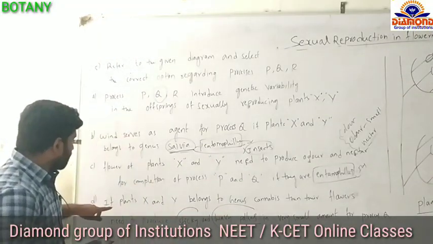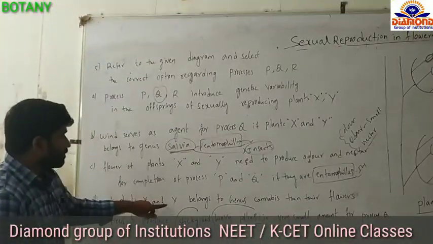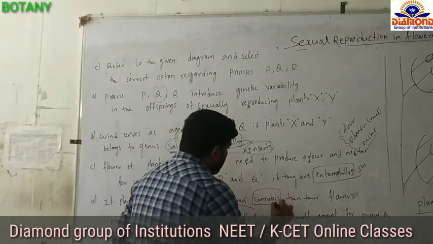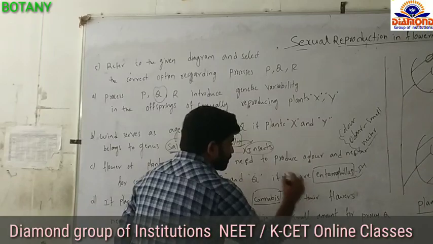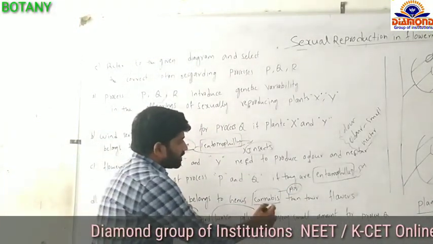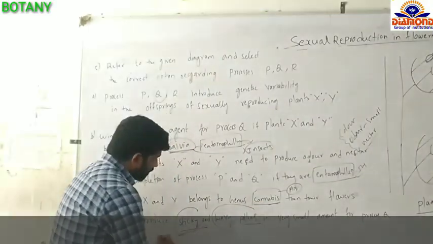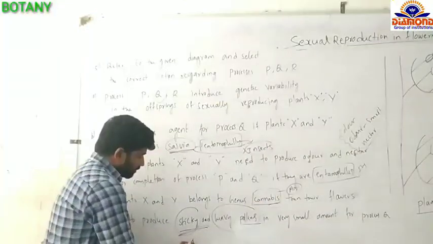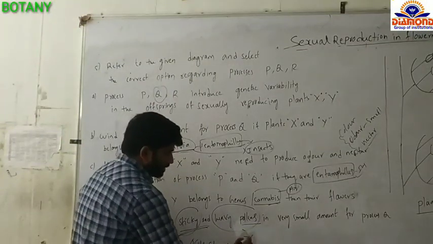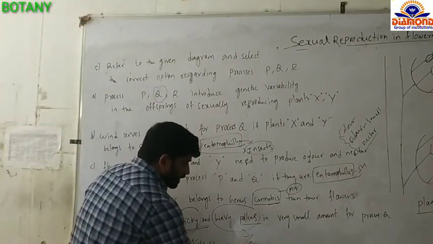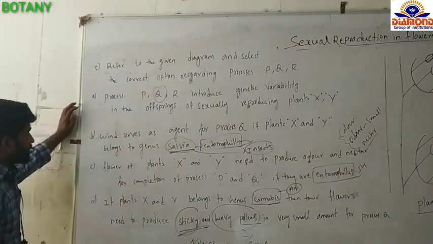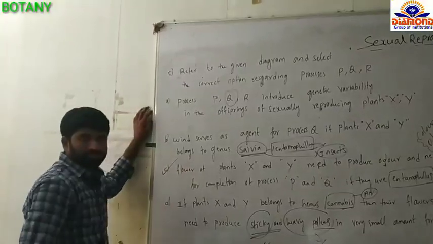But here the option says plants X and Y belong to the genus Cannabis. Cannabis performs pollination through the air. It's called anemophily, meaning wind pollinating plants. Wind pollinating plants' pollen grains are not sticky; they are non-sticky and lightweight. So based on this, the correct answer is C.